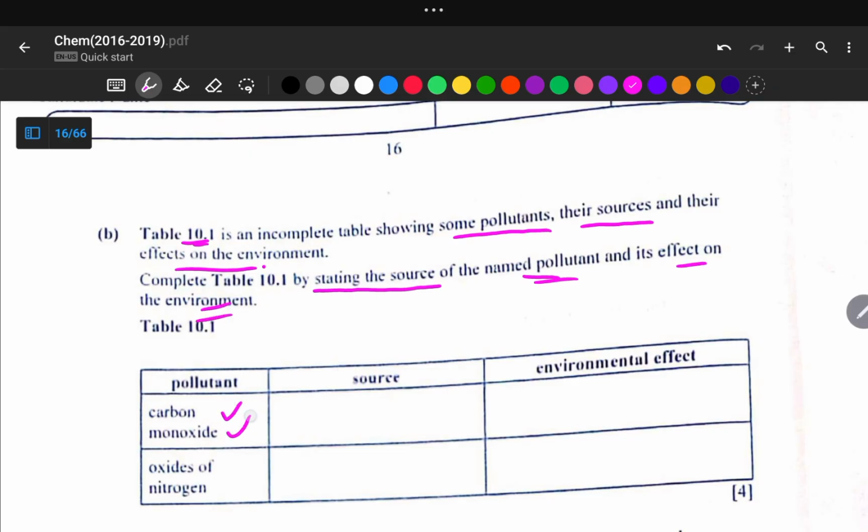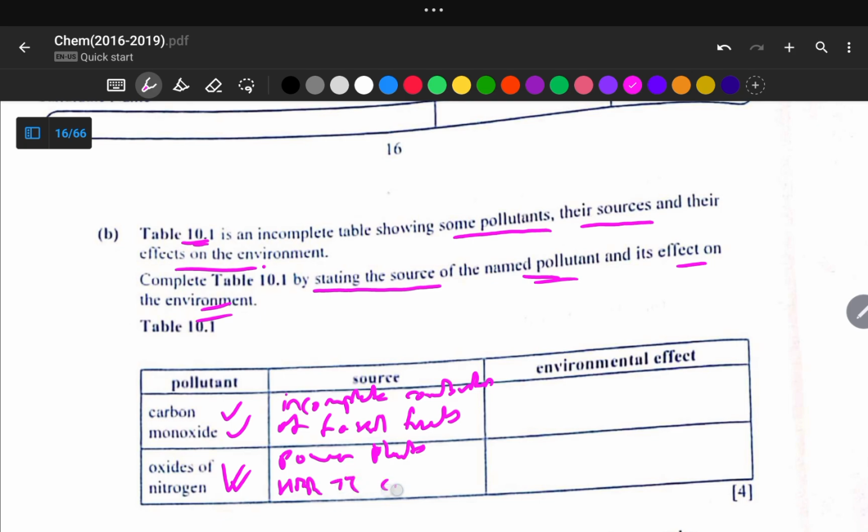We are having carbon monoxide, and then we are also having the oxides of nitrogen. So the source of carbon monoxide is the incomplete combustion of fossil fuels, right? And then for oxides of nitrogen, we are going to have high temperature combustion in vehicles and power plants. So we have power plants and high temperature combustion in vehicles. So you choose one, right?